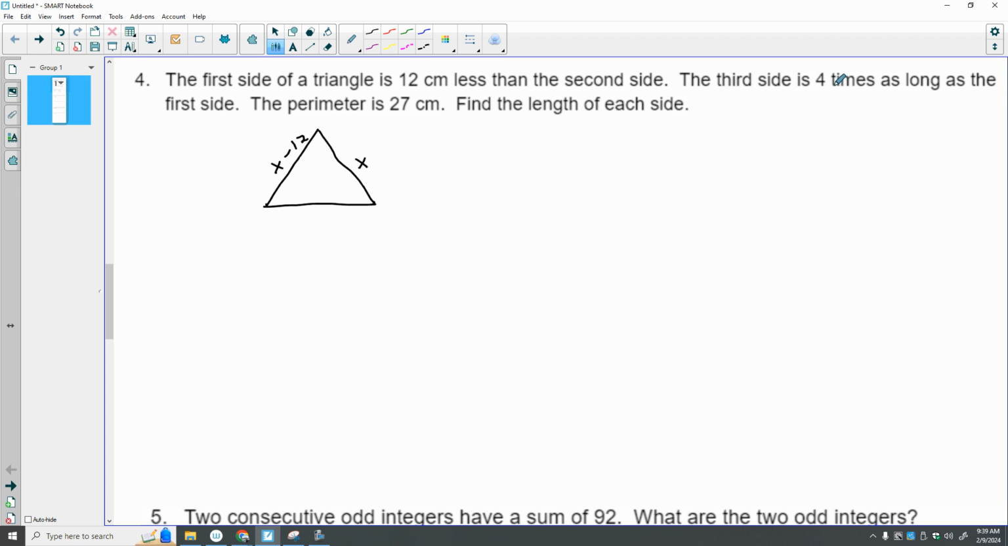The third side is 4 times as long as the first. Remember what we said? This is my first, this was my second, and this is my third. The third side is 4 times as long as the first. So the third side is 4 times X minus 12. Perimeter, add them all up. X minus 12, the first side, plus, I could slip a 1 in there, plus the second side, plus the third side has to equal 27.